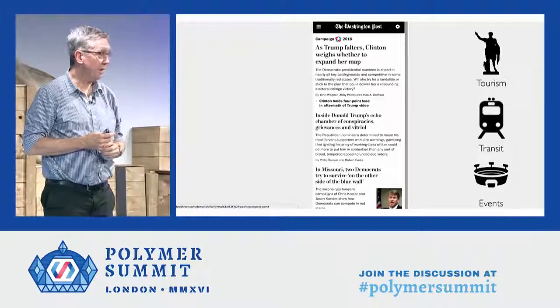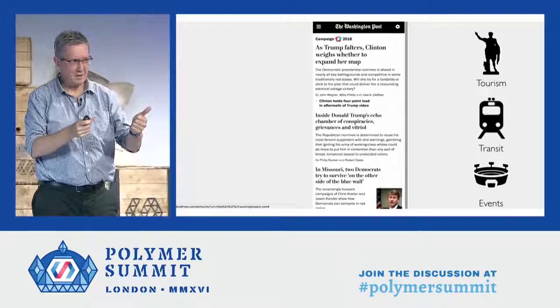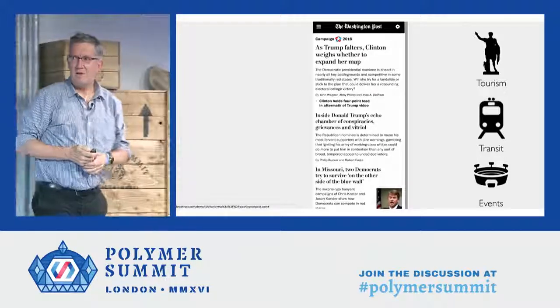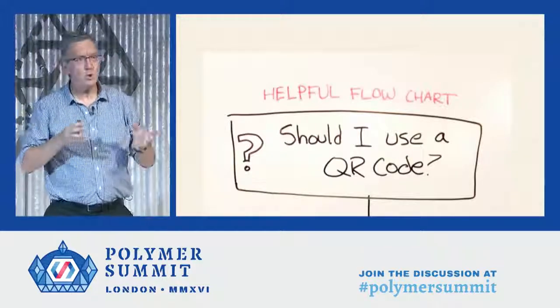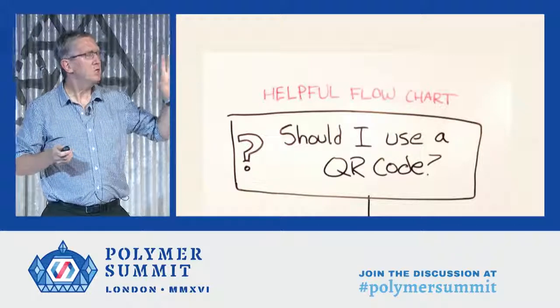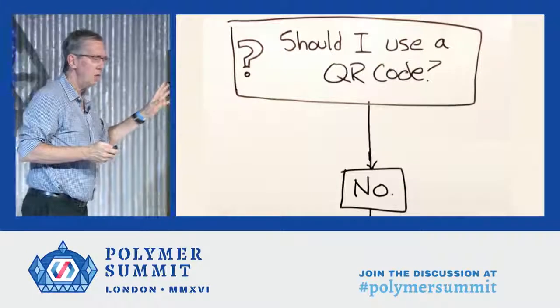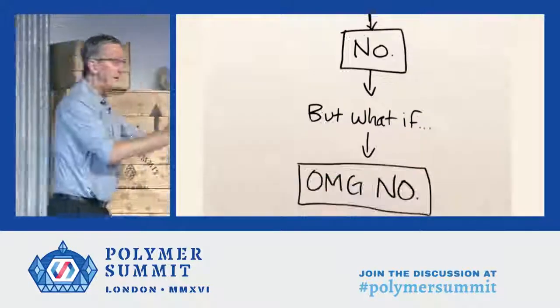Now, I don't want to make too much fun of the Polymer demo with the Polymon, because they're actually showing off really cool web media queries within the app, so I'll give them a pass. But there's basically this really lovely flow chart that says, should I use a QR code? Maybe you've seen this on the web. Should I use a QR code? No. But what if... oh my God, no.